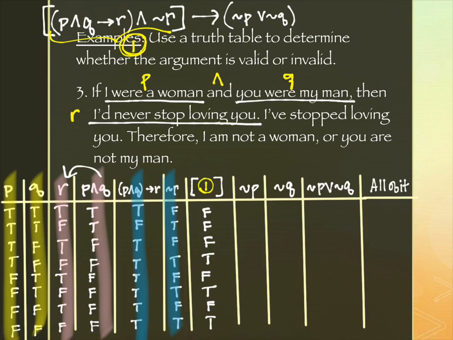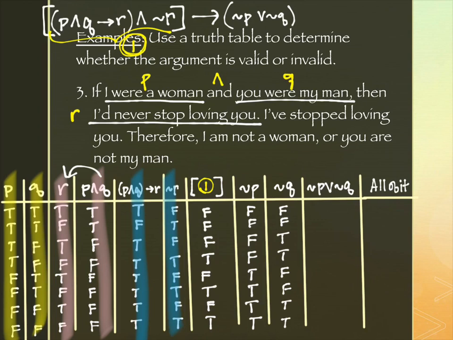Tilde P, tilde Q. Those columns are quite quick. Tilde P reverses, so I have 4 falses, and then true, true, true, and true. For the tilde Q column, I have false, false, true, true, false, false, true, true.